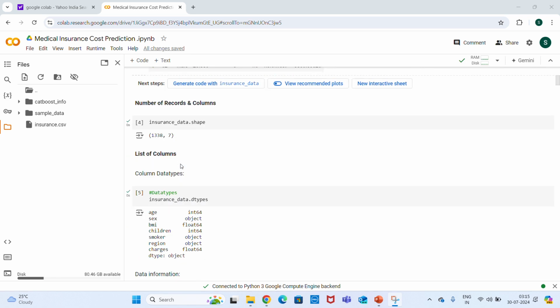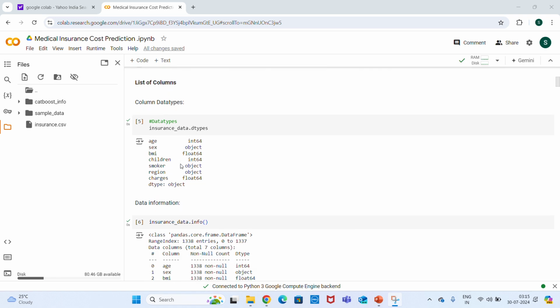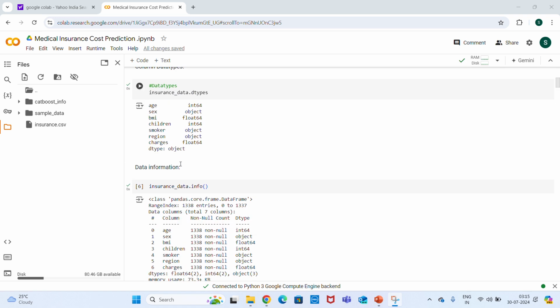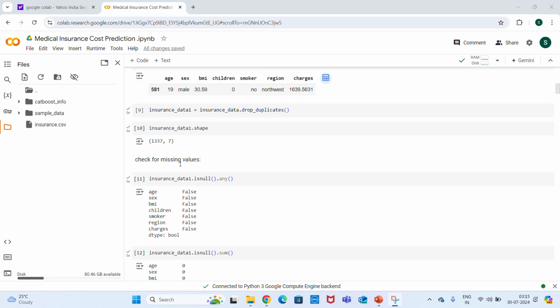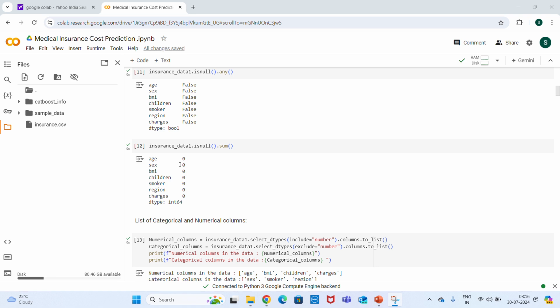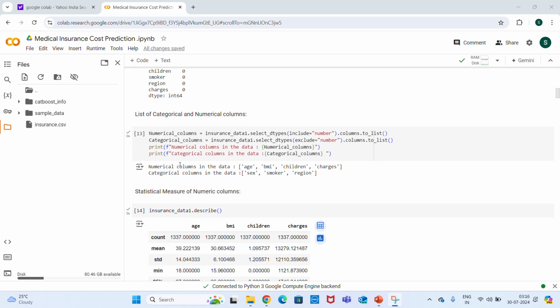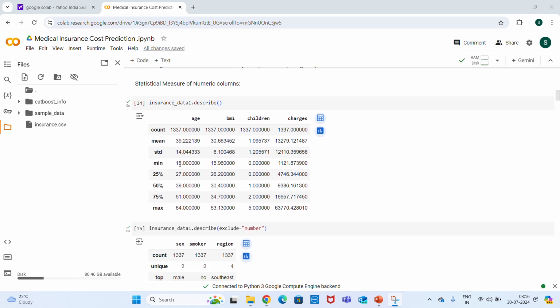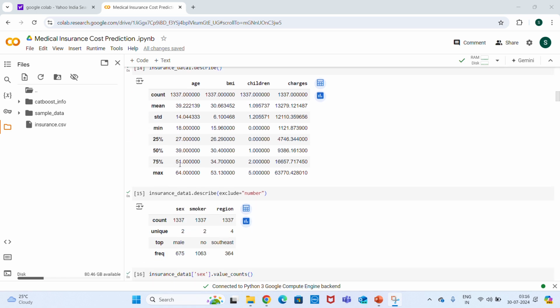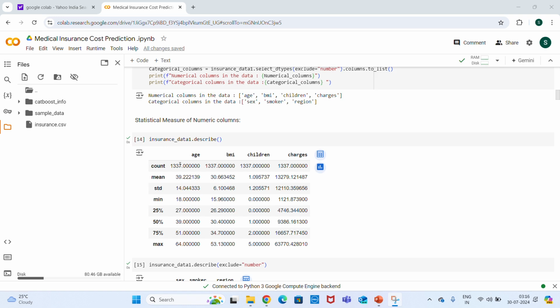So next, basic data information. The shape, data type, and summary information of the dataset are checked. Duplicate records are identified and removed. Missing values are checked, and it is confirmed that there are no missing values in the dataset. Next, categorical and numerical columns. Numerical and category columns are identified and listed here. Statistical measures: descriptive statistics for numerical columns and value counts for category columns are computed.